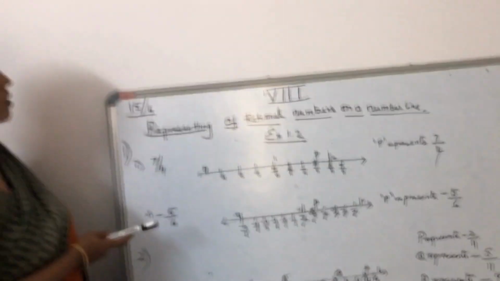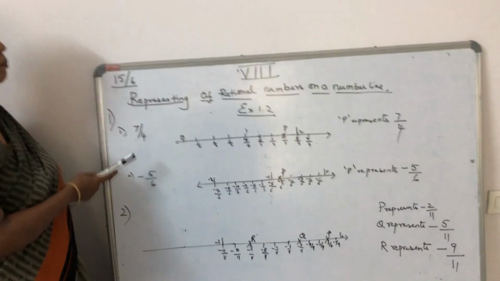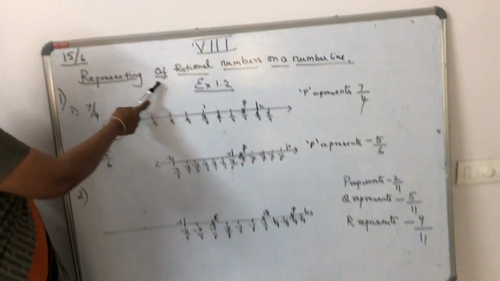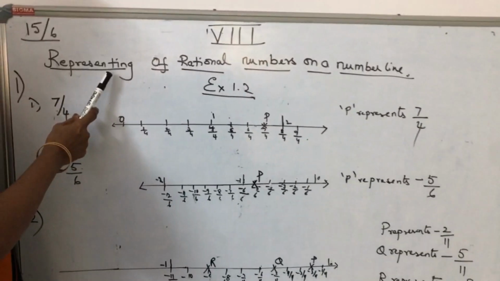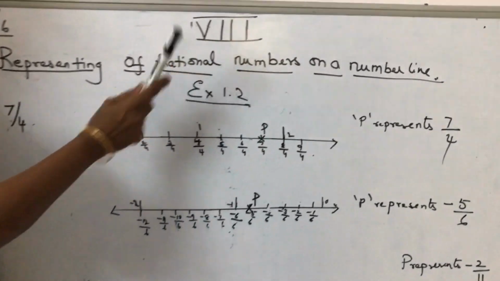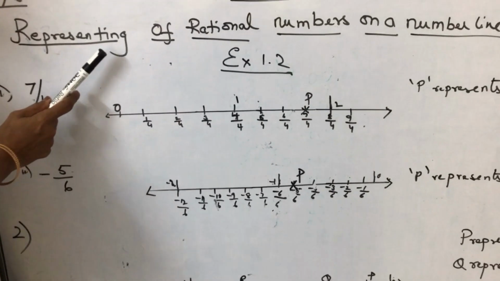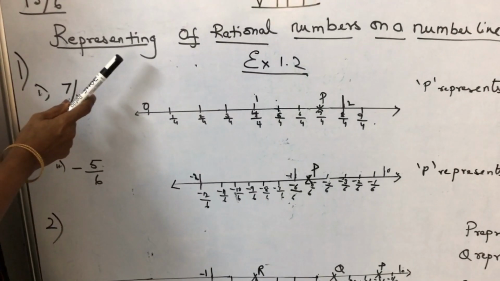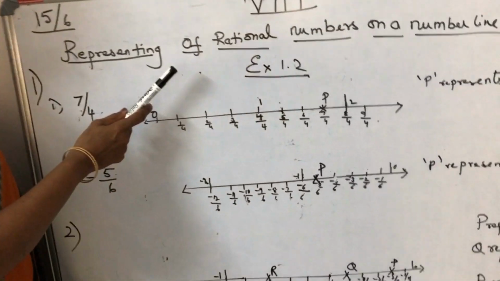Good morning, girls. Today's class, we begin with representing rational numbers on a number line. Before starting the representation of rational numbers on a number line, I think all of you are very clear regarding the properties of addition, multiplication and distributive property of rational numbers.